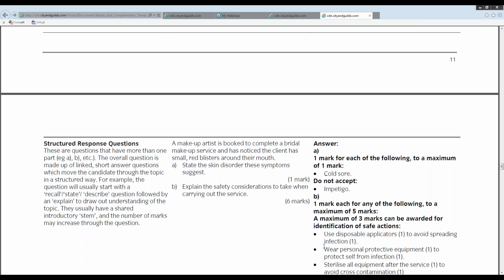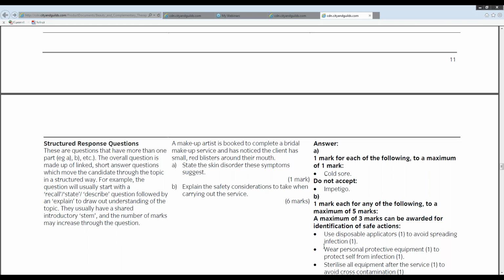These skin symptoms suggest it is a cold sore, and they would get a mark for a cold sore. We would not accept impetigo, because impetigo would be yellow, it would be crusty, it wouldn't be just red blisters around the mouth. Now, I've been doing this as network meetings. I've done about 3 or 4 now, and this actually has brought up quite an interesting discussion.